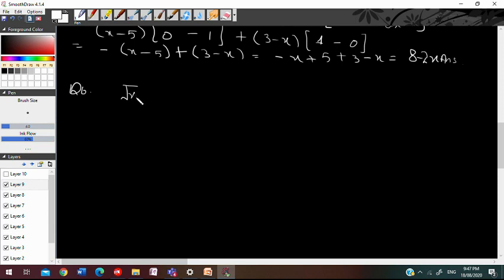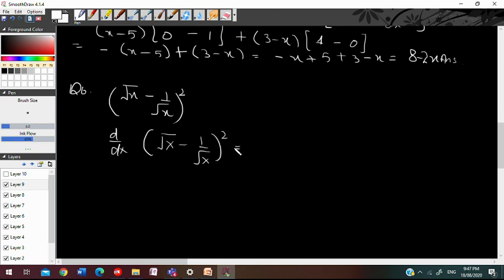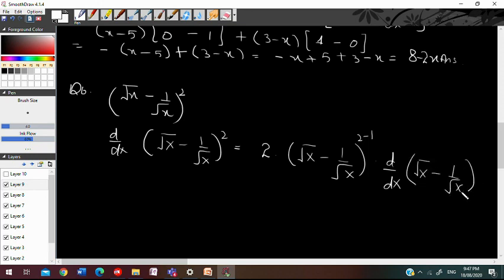Here we have (√x − 1/√x) to a power. When we apply the derivative on this function, (√x − 1/√x) whole square, simply what happens? You bring this 2 over here, and (√x − 1/√x) to the power 2 minus 1, and then you take the derivative of the function √x − 1/√x. You solve the power, and then you differentiate the inside of the power.